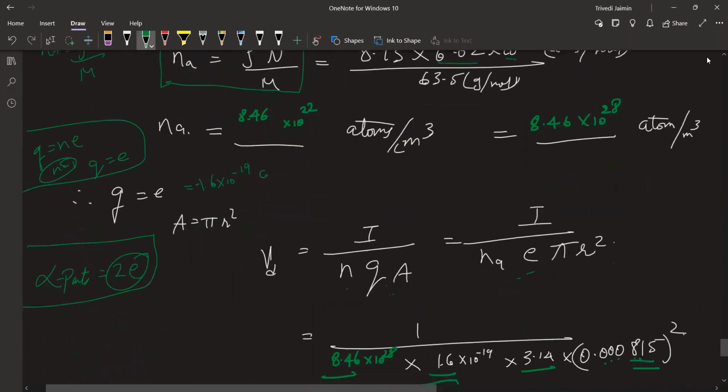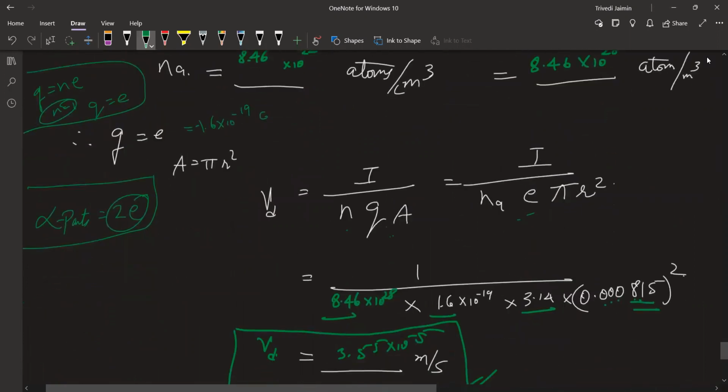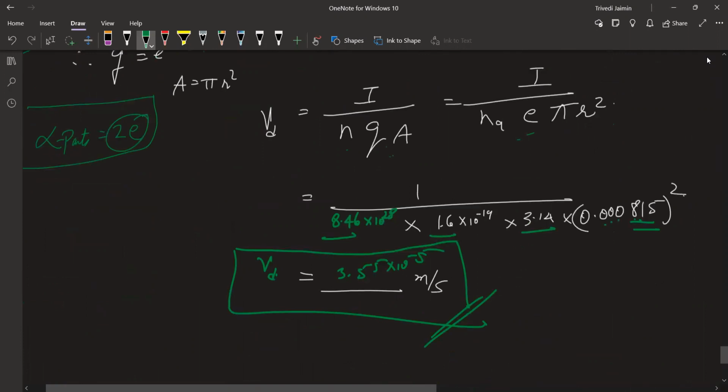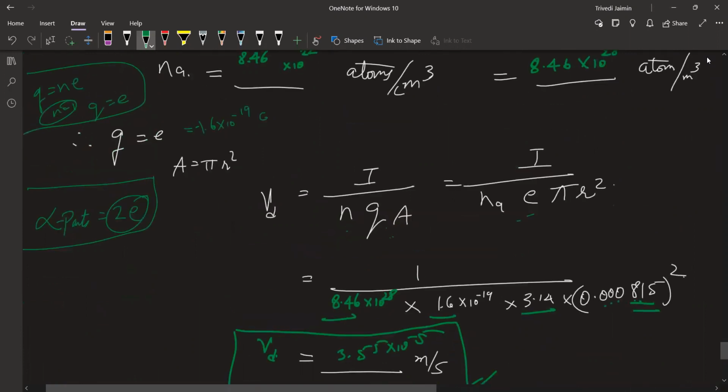And we are substituting this value in this equation. So what we'll get here? Na is 8.46 into 10 to the power 28. See, everything converted into meters, SI units. 1.6 into 10 to the power minus 19. This value. Pi is 3.14.